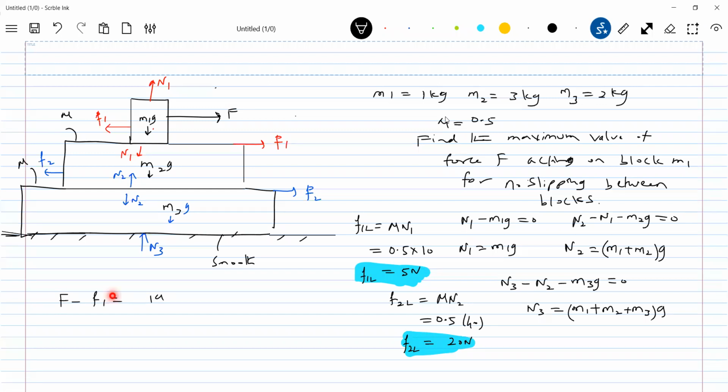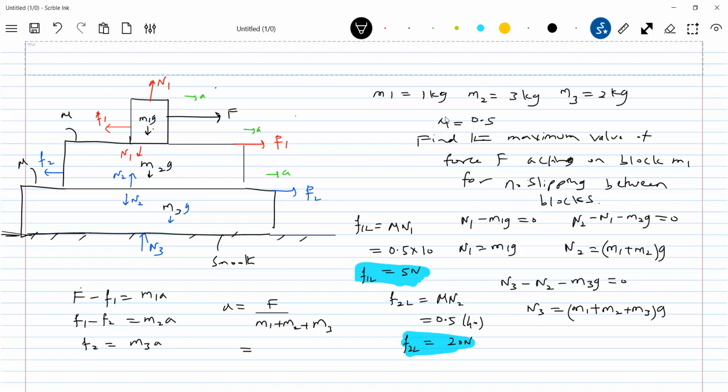Let's assume that no slipping occurs at all surfaces. I'll give accelerations. Let A be the acceleration. Then this should be equal to M1A. F minus F2 equal to M2A, then F2 equal to M3A. If you add up all this, what is the acceleration you'll get? F by M1 plus M2 plus M3.